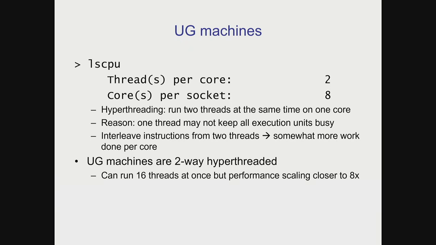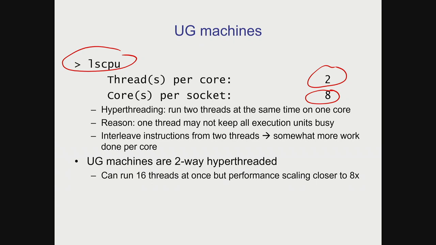On the UG machines, if I run this command, lscpu, it'll print out a bunch of information about the CPU. The most important thing it tells you is that there are 8 cores per socket. Socket means computer chip, so it's telling you I have 8 cores in this processor. It also tells you that it can run 2 threads on each one of these cores. A thread, again, is an execution unit. It's a part of a program.